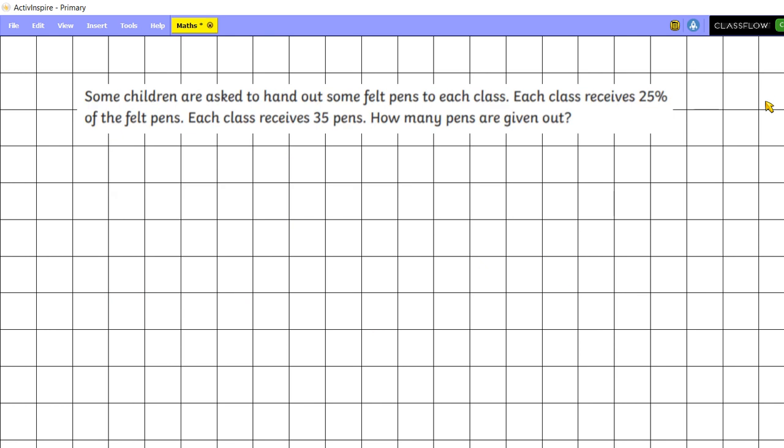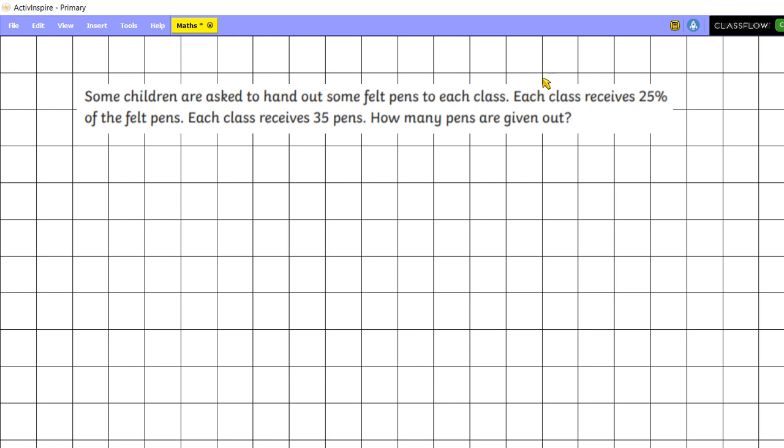Okay, the last question before you move on to your learning, which is posted below, is this. Now, this is a 2-step problem that we're going to look at. So some children are asked to hand out some felt tip pens to each class. Each class receives 25% of the felt tips. Each class receives 35 pens. How many pens were given out?